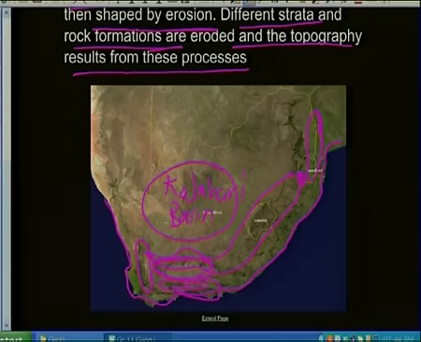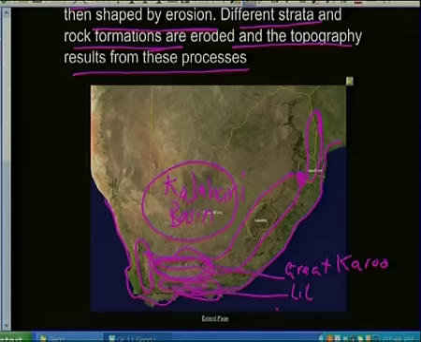So let's go over that again. Dominated by the Kalahari Basin over the plateau is one topographical region, followed by, in this instance, the Great Karoo. South of the Great Karoo is the mountain ranges called the Little Karoo.